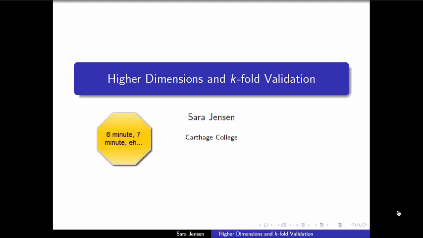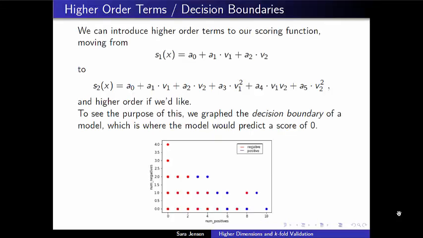In this 6-minute summary video, we're going to take a look at what are called higher dimensional models. We'll talk about decision boundaries, and then we'll talk about something called k-fold cross-validation.